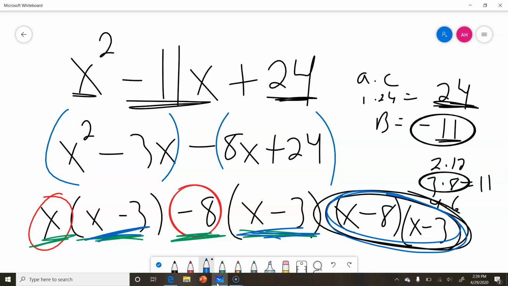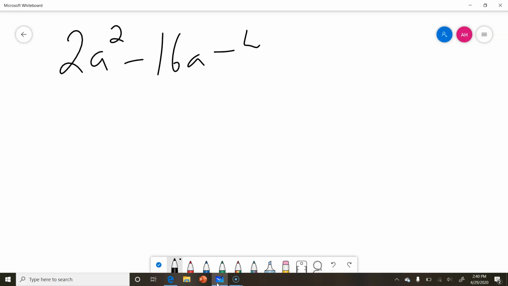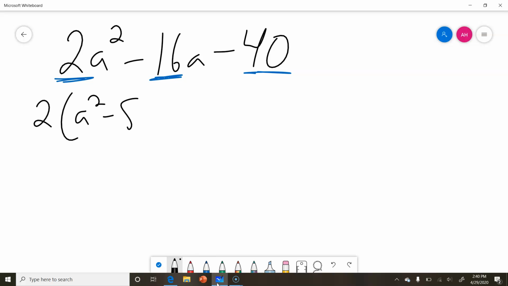Okay, let's do one that has multiple steps, that has factoring. So this one is going to have 2a squared minus 16a minus 40. Now, the first thing I always have to do is look to see, is there any number in front that I can take out? And yes, they're all even numbers, so I can divide by 2. I'm going to get a squared minus 8a minus 20. Okay, so that is the first step, and you have to do that first.